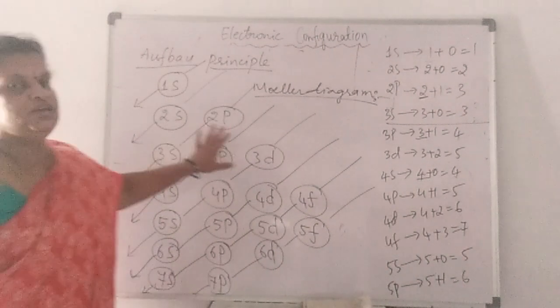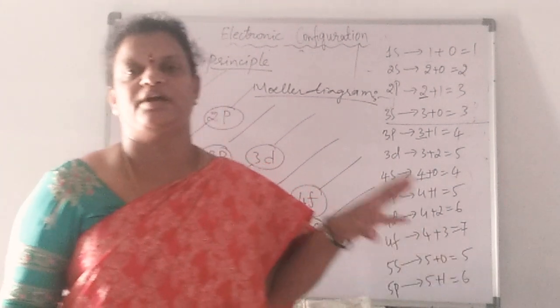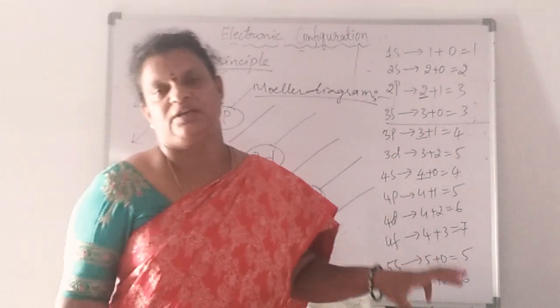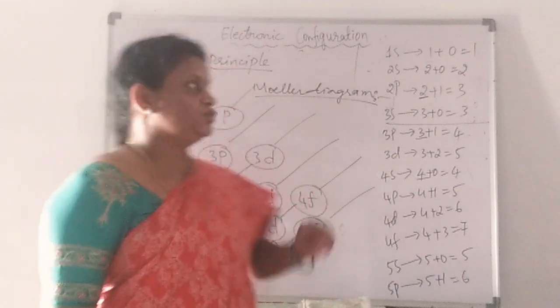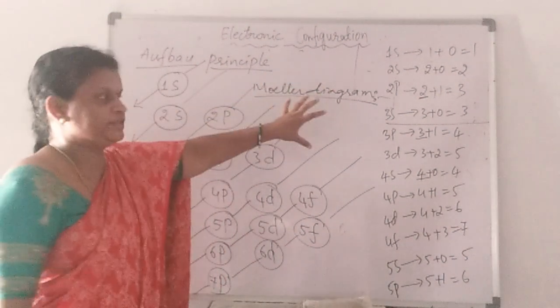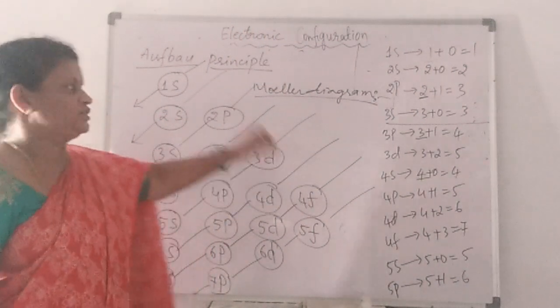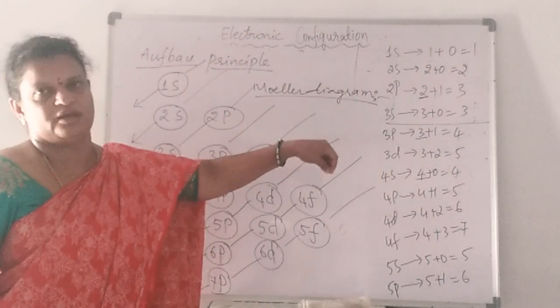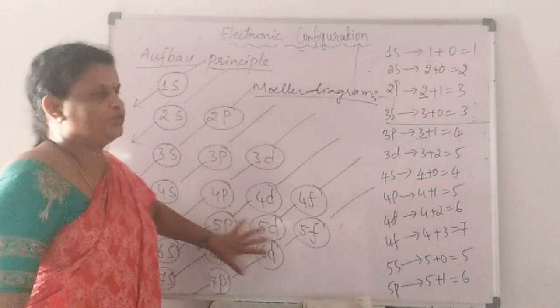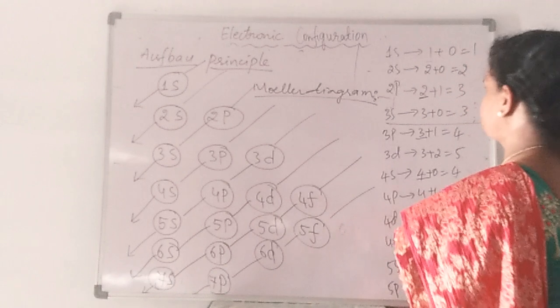So this diagram or chart is known as Aufbau's chart. Based on that only, we are going to arrange the electrons in the particular subshells. So this is the Aufbau principle based on the n plus L value. Based on the n plus L value, we are going to arrange the subshells. Into those subshells, electrons will be accommodated. So the diagram is known as Aufbau's diagram. Right. Then the second rule we'll see here.